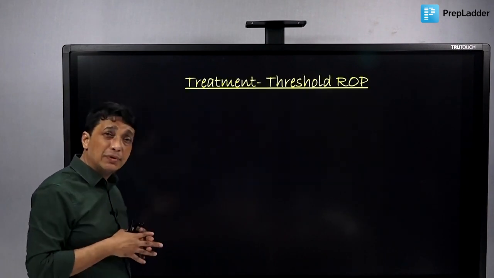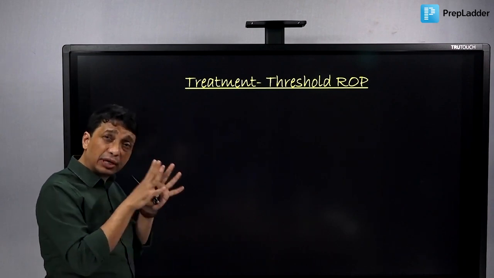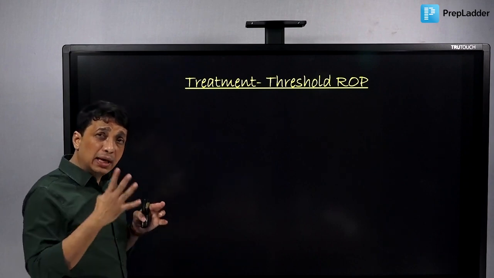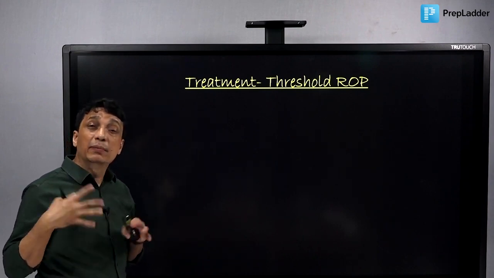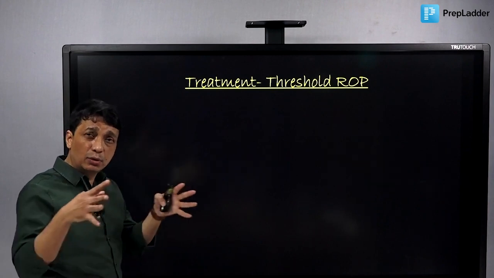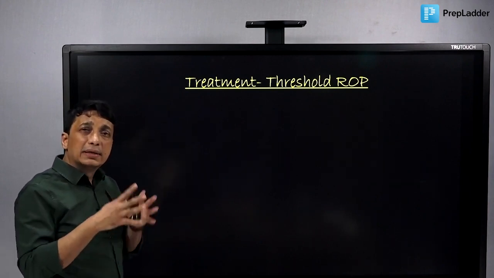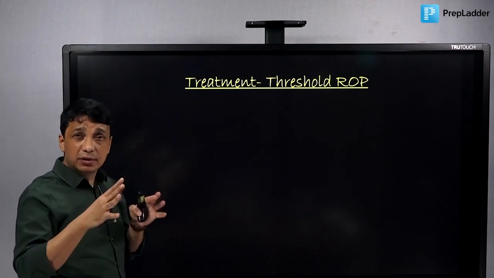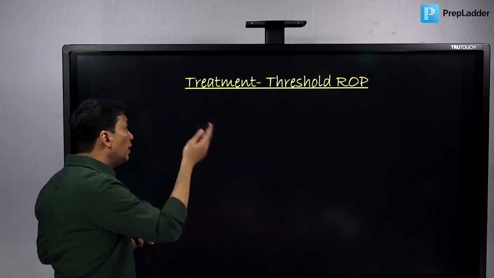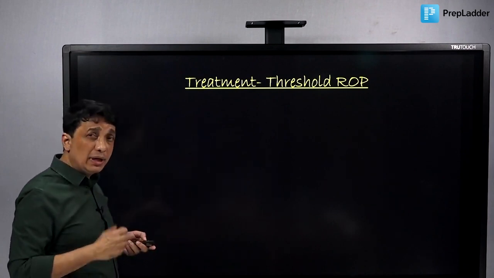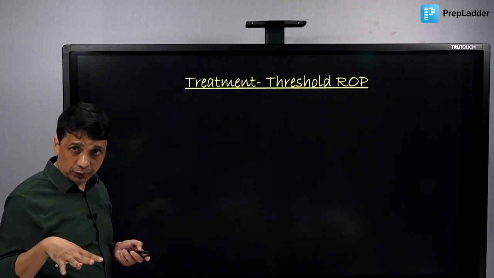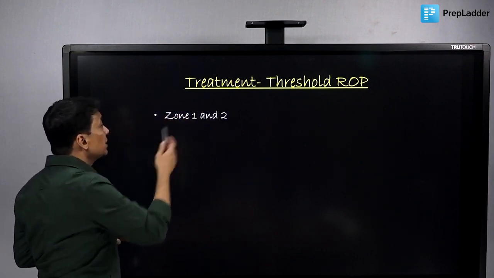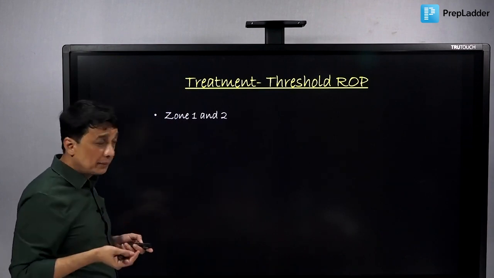Now, treatment, remember, is done at a certain level called threshold ROP, which is defined as the stage of ROP where, if it is not treated, 50% of babies would develop blindness. Threshold is a definition of the stage at which, if it is not treated, 50% of children would develop blindness. And when do we call ROP as reaching threshold? It must obey 4 criteria, all four, not 1 or 2, all 4. What are they? First, zone 1 or zone 2 should be involved.